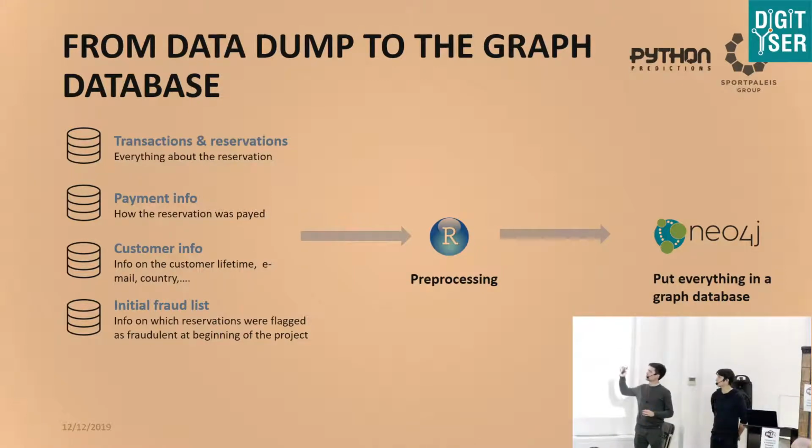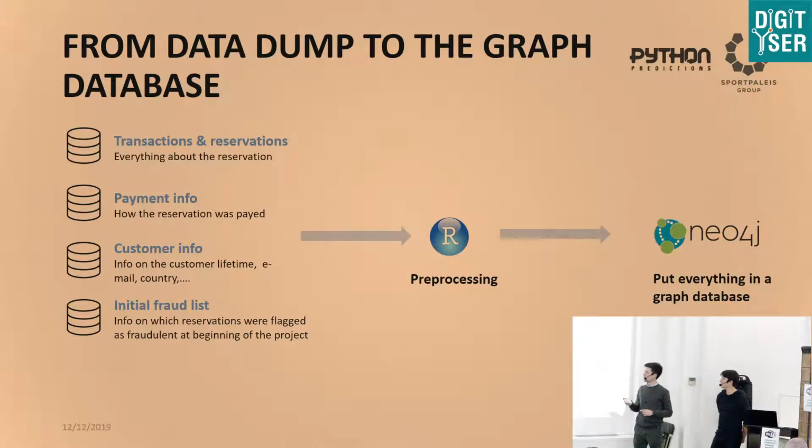And let's say we have 4 categories of data that were used within this use case. The first was all about the reservations. So when did someone make a reservation, how many tickets, and so on. 2 was more about the payments, how did the payment go. And 3 is more the demographics, the customer info. How long has a customer been a customer at Sportpaleis Group? What is his age, from which country, and so on.